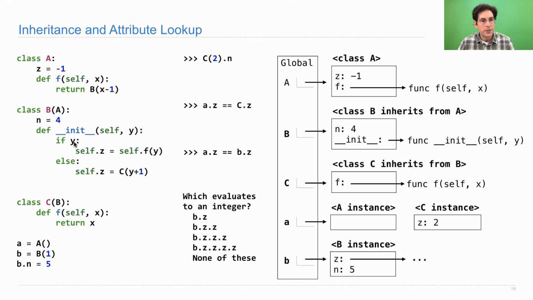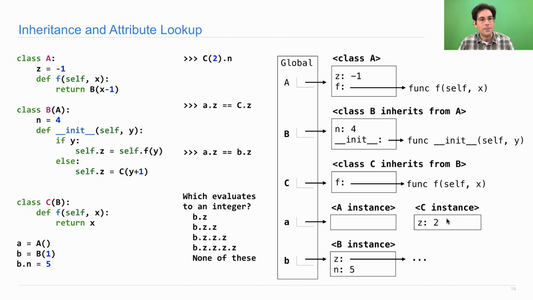If y, which is 2, is a true value, then we'll set self.z to be self.f of y. Now what is self in this case? Self is the C instance that we just created. So we're going to add a z attribute. You can see here in my slide that it's going to be 2.